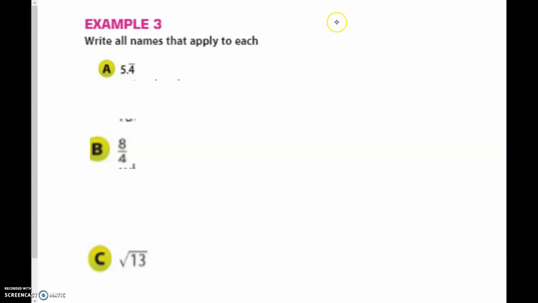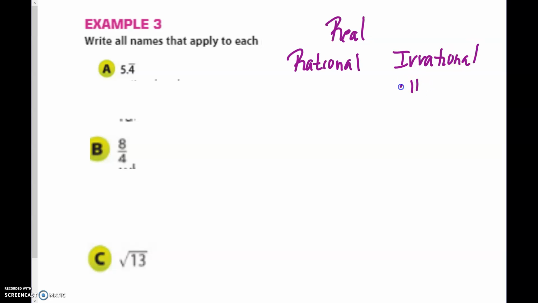All right, example 4 here is writing all names that apply. Remember, for these, we're talking about real numbers, and real numbers can either be rational or irrational numbers. As far as irrational numbers go, there's basically two kinds: pi and the square root of a non-perfect square, something like the square root of 20. A rational number would be something like the square root of 36. That's a perfect square, and that one's not.